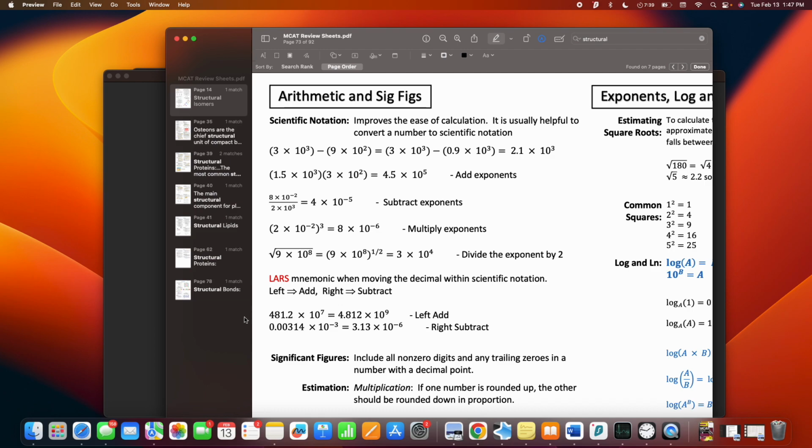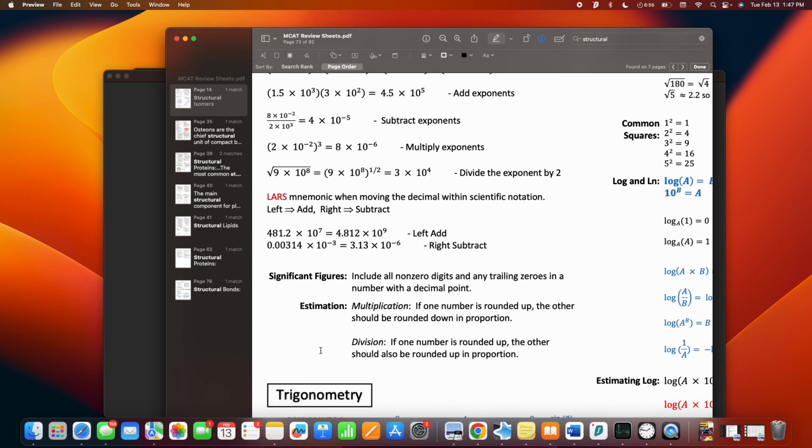For this one, I just do it in my head. 481.2 times 10 to the 7 is 4.8 times 10 to the 9. And this is 3.14 times 10 to the 0, which is 1, so it's 3.14. Oh, my bad. You just want to double check, right? So it's 3.14 times 10 to the negative 6, because this is 10 to the minus 1, 10 to the minus 2, 10 to the negative 3.